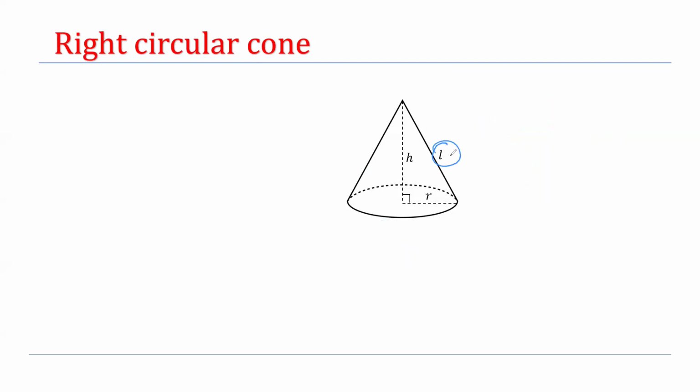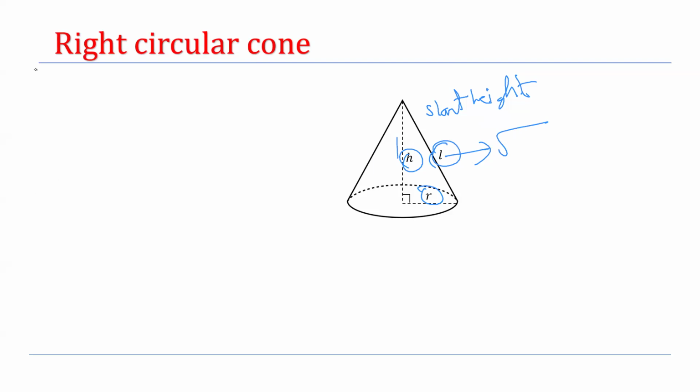Now can you tell me the value of L in terms of h and r? This L is nothing but slant height. What will be the value of L? L is equal to root of r square plus h square, because it's a right angle triangle, right? This is the hypotenuse. So L equals root of r square plus h square.